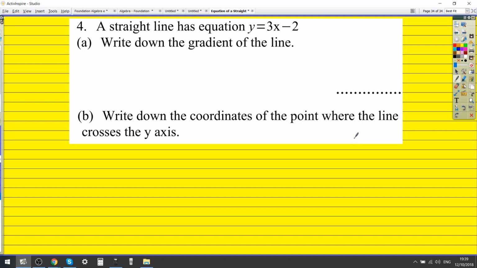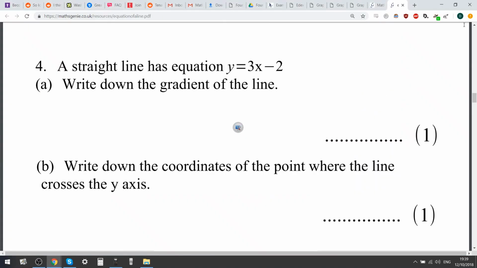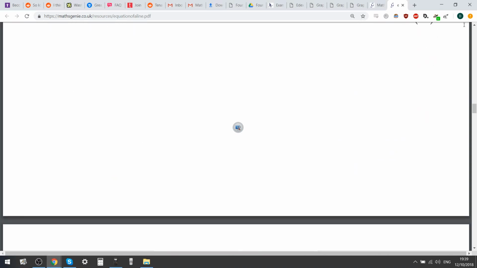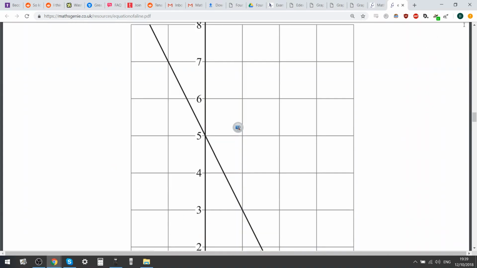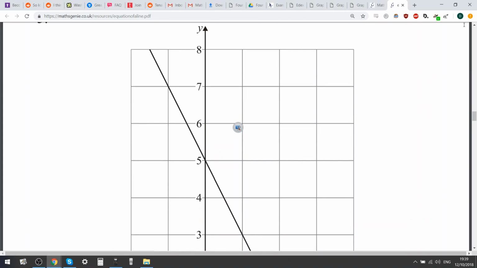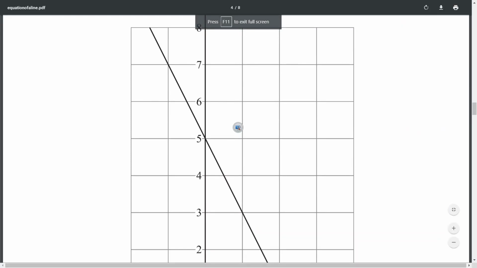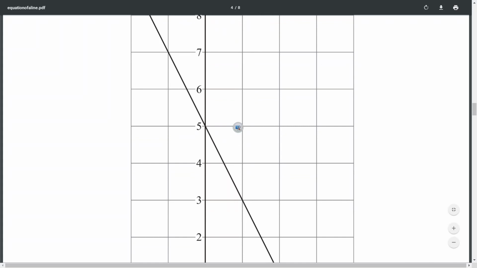So is the gradient 3? So 0 minus 2. That's it. Okay, this one. I have to zoom out.